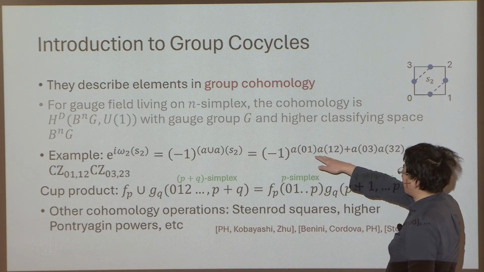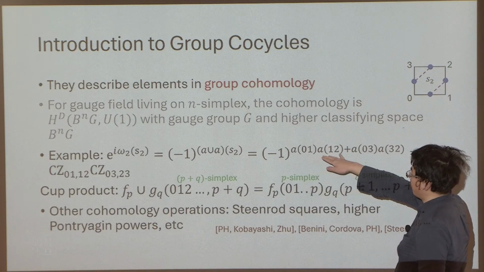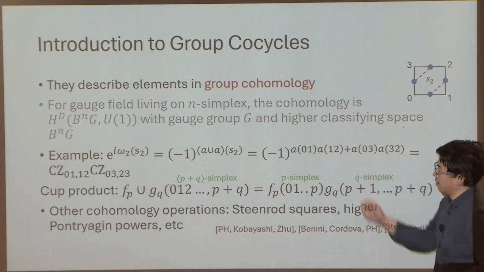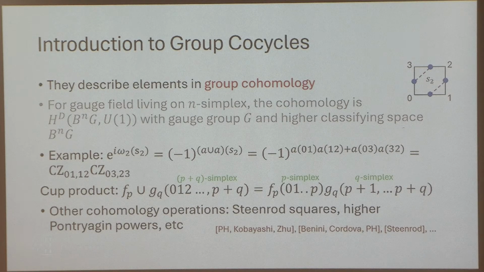So the co-cycle can be expressed in terms of the gauge field living on the link. Recall that this A is the gauge field, and it is related to the eigenvalue of the Pauli-Z operators acting on the links. If the gauge field on this link 0, 1 is 1, that means the Pauli-Z equals -1 on the link. And if the gauge field equals 0, that means the Pauli-Z equals +1 on this link. And the expression of this co-cycle is the following.